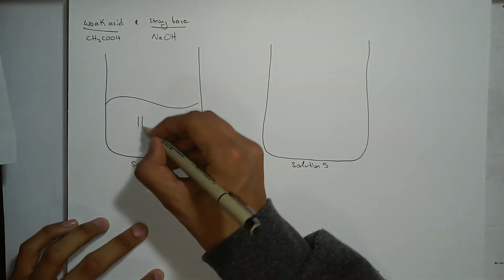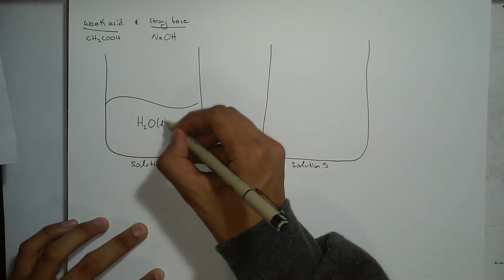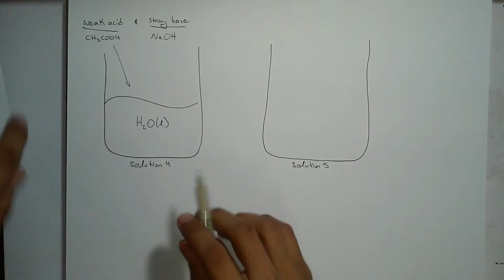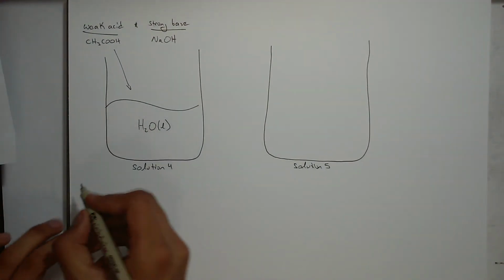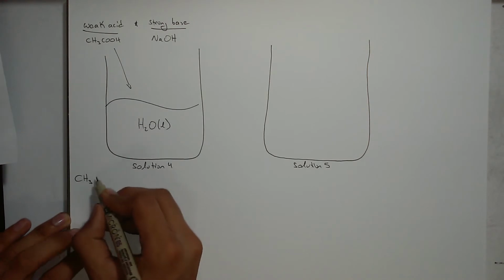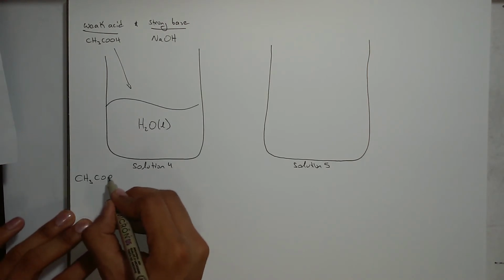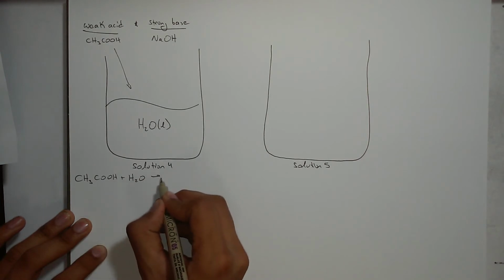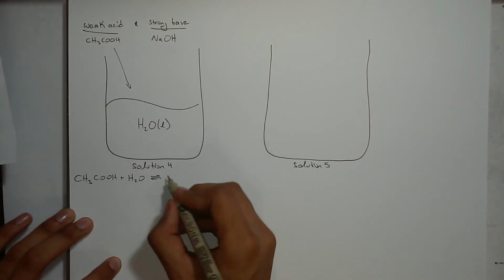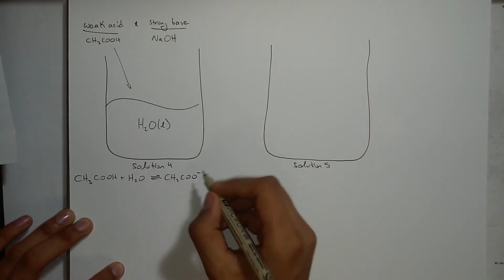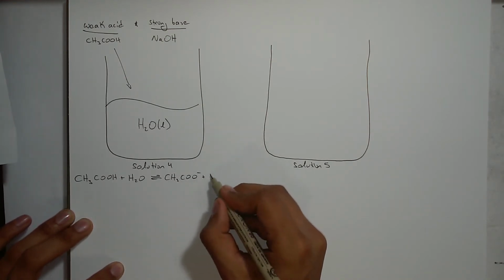Again, we're going to assume that I have a beaker that just contains H2O liquid. I take some weak acid and toss it inside of this beaker. What happens when a weak acid comes in contact with water? We've gone over this before. We know that these things are going to react with one another. CH3COOH reacts with water, H2O, and produces the conjugate base, CH3COO minus, and a hydronium ion.